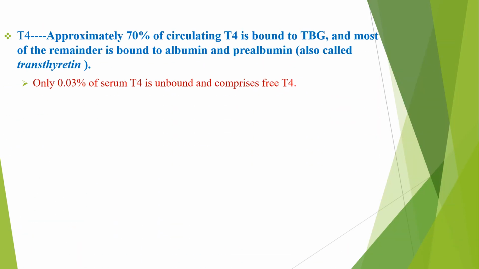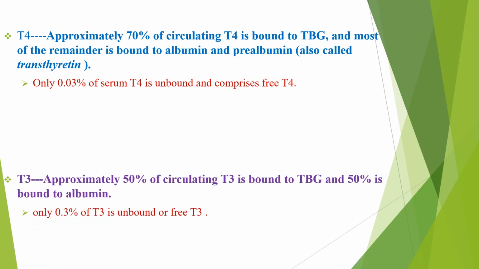Approximately 70% of circulating T4 is bound to thyroid binding globulin, and most of the remainder is bound to albumin and prealbumin, also called transthyretin. Only 0.03% of serum T4 is unbound and comprises free T4. Approximately 50% of circulating T3 is bound to TBG, and 50% is bound to albumin, and only 0.3% of T3 is unbound, or free T3.